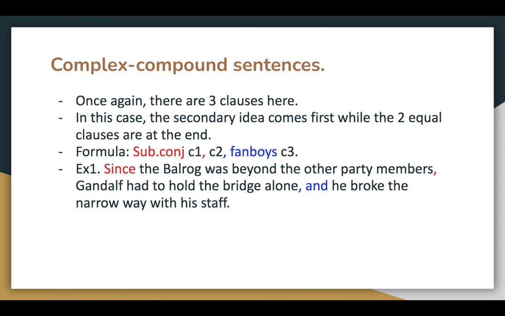Okay, example 1. Since the Balrog was beyond the other party members, comma, Gandalf had to hold the bridge alone, comma, and he broke the narrow way with his staff. So we can see the ideas here, the way they're organized. Because we're starting with our subordinate conjunction, we need that comma after party members.